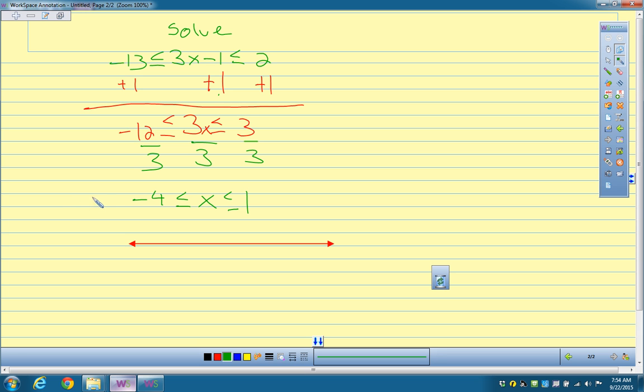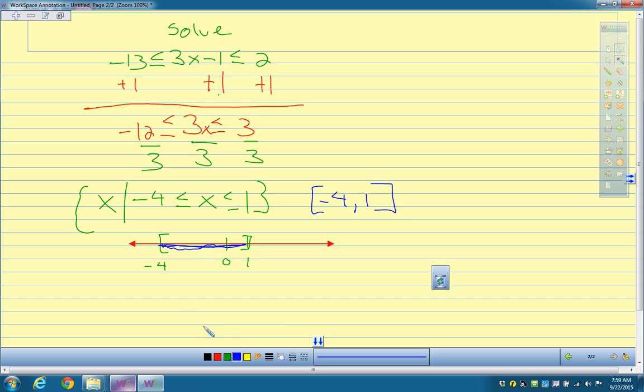If I want to put it in set builder notation, I'd go x bar, and I'd have little curvy brackets on the end, okay? If I wanted to put it on the number line, I put 0 here, negative 4 down here, 1 up here, and square brackets, and I'd shade in between, right? And then interval notation would look like negative 4 up to 1 inclusive. That's called inclusive when you put the square brackets. Okay?